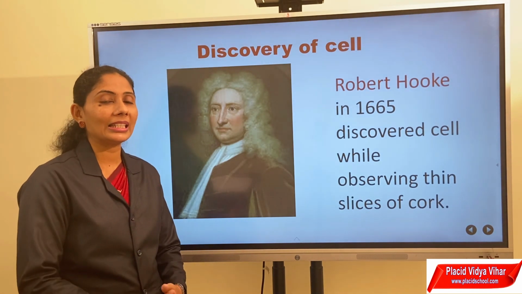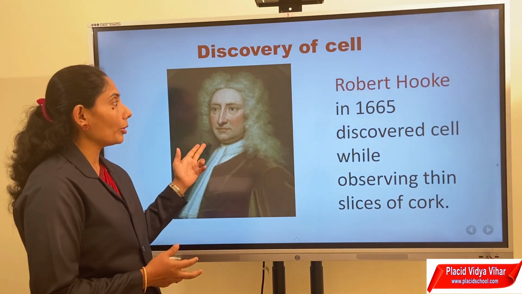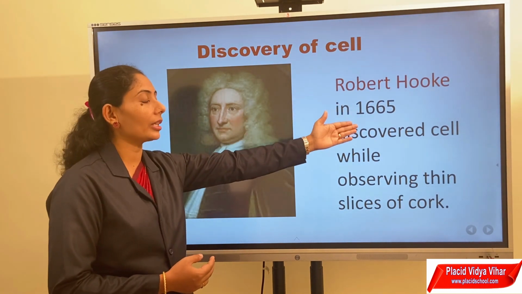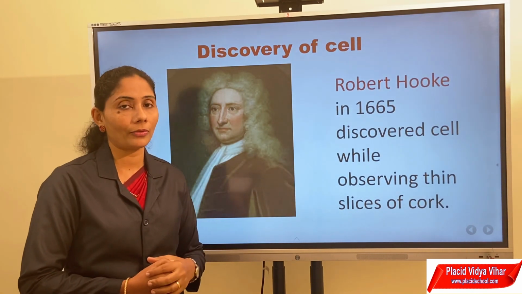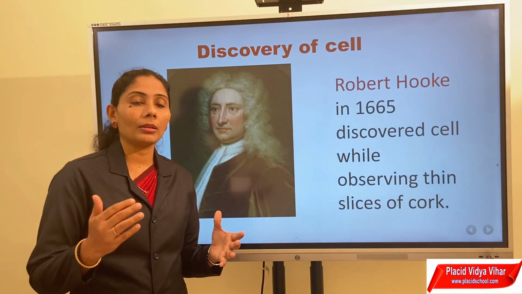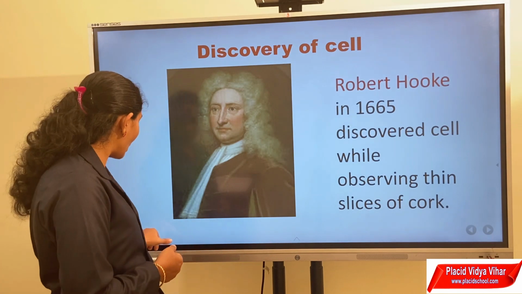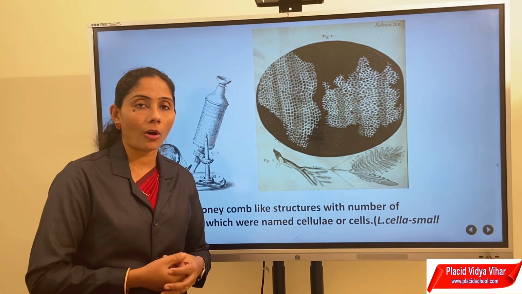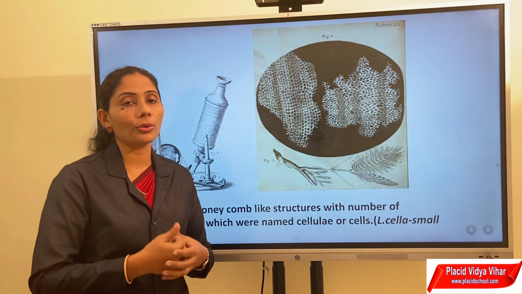Now, let's quickly talk about the discovery of the cell. I hope you are very familiar with this person. Who is he? Robert Hooke. Robert Hooke in the year 1665 discovered the cell while observing thin slices of cork. Now what is this cork? Cork is a dead tissue present in the bark of woody trees. It is commercially used for making stoppers for bottles, especially wine bottles. So these wine bottles are closed using cork.